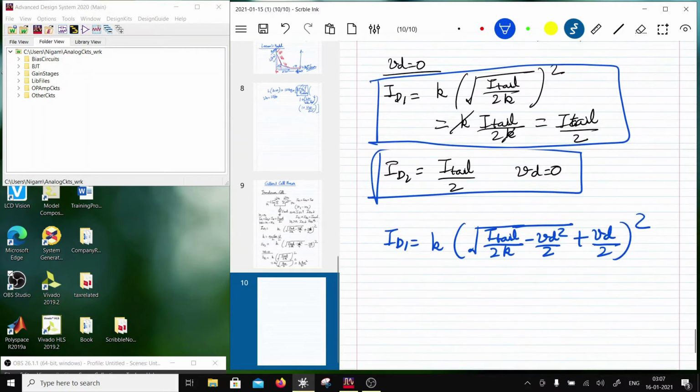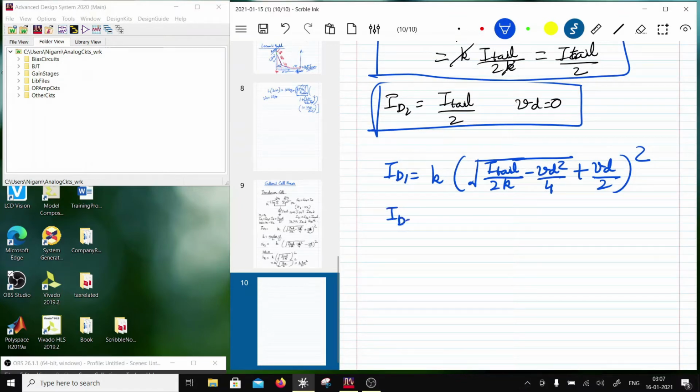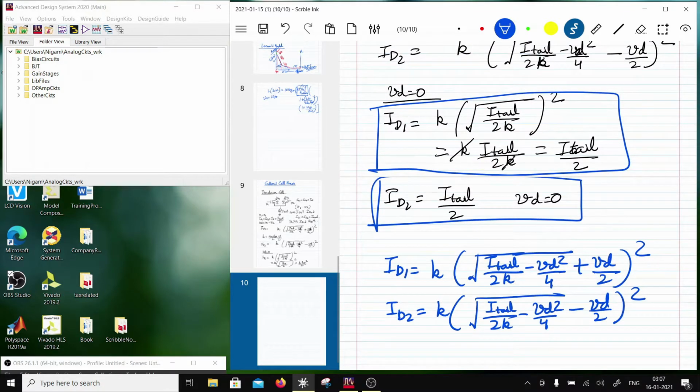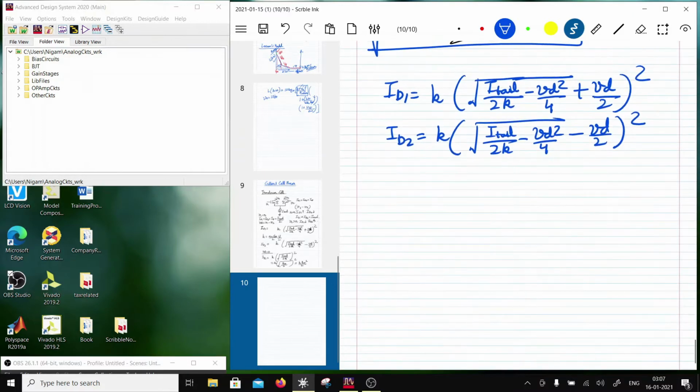Okay, so this is by 4, sorry, by 4. And Id2, with the differential voltage Vd applied, will be I tail by 2 of k minus Vd square by 4 minus Vd by 2, whole square. Is that right? Now the total output current is the differential current, Id equal to Id1 minus Id2.